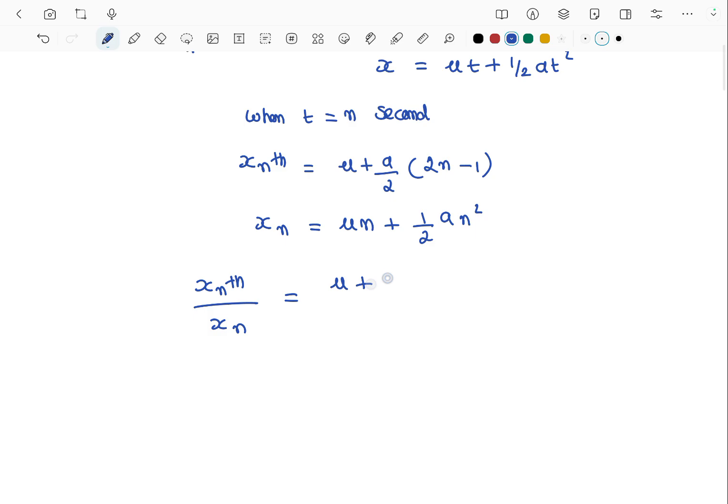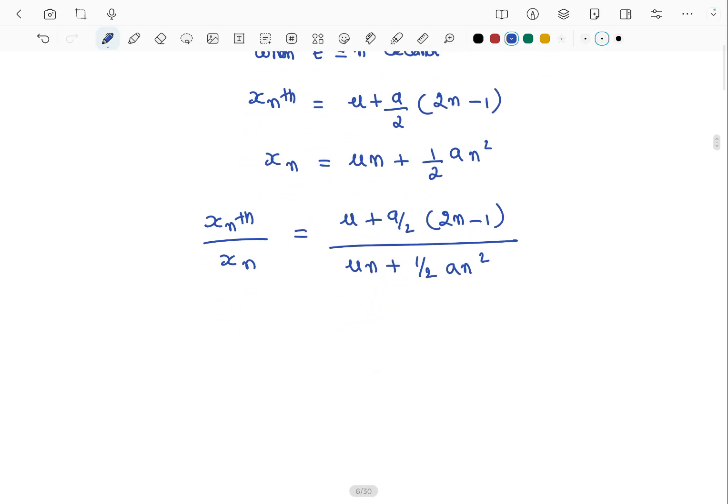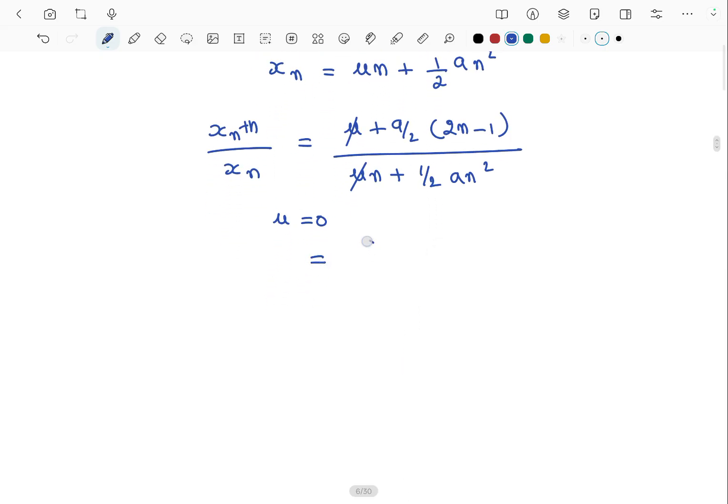It is u plus a by 2 into 2n minus 1 divided by un plus half into an square. Now here we can actually cancel u. If the initial velocity is 0, that term will also be 0, so I will be left with only a by 2 into 2n minus 1 divided by half into an square, which is nothing but 2n minus 1 divided by n square.